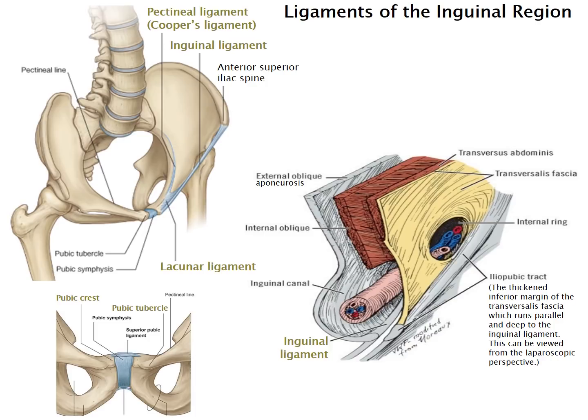The remainder of this presentation will focus on structures of the inguinal region. The inguinal ligament, shown here, spans from the anterior superior iliac spine down to the pubic tubercle, which is a small bump of the pubic bone. The inguinal ligament is formed by the external oblique aponeurosis, as that aponeurosis folds onto itself.